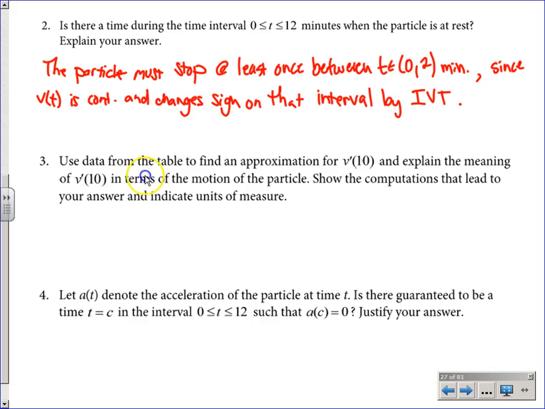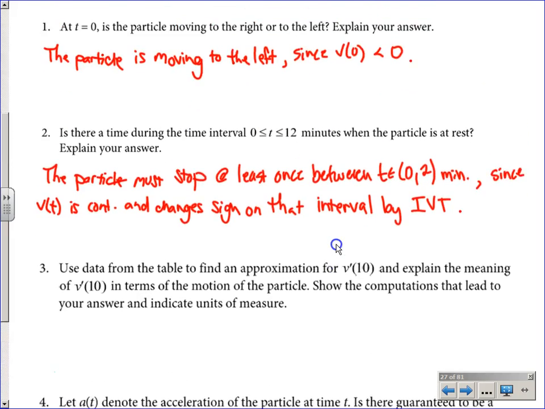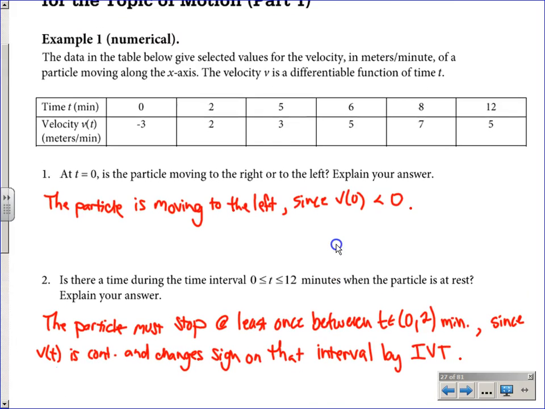This is a very typical AP-ish wording of a question. Do some sort of mathy thing. Talk about what you just did and what it actually means, and then make sure you put your units. Guys, v prime, look at your table. V prime of 10. How on earth are we supposed to figure out v prime? These are v's. Oh, no one's saying anything. V prime is a slope of a tangent line. Is a slope, right?